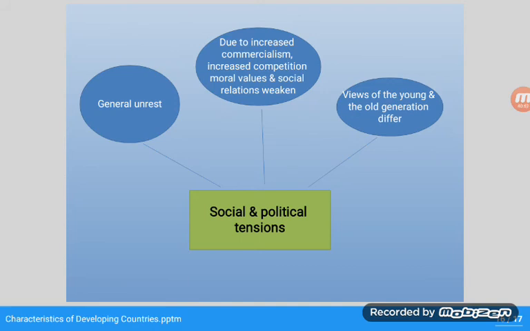Then next one is that the views of young and the old generation differ. Of course, the older generation used to do things quite the right way, but the younger generation is just trying to earn or make quick money, so they leave behind all the moral values or social values. So this is where the views of the younger and the older generation start differentiating. So such kind of tensions, these are all social tensions. Okay, they prevail in developing countries.